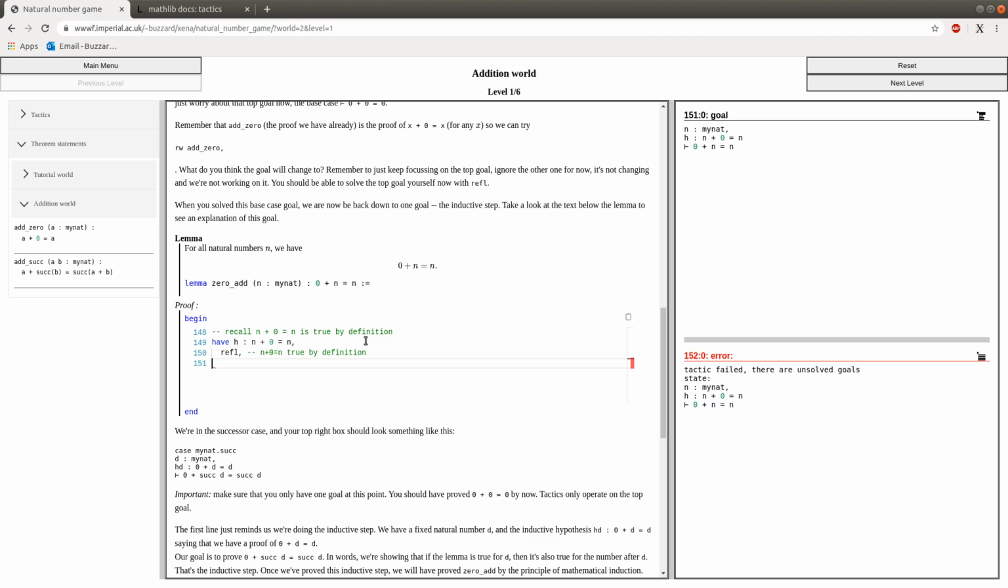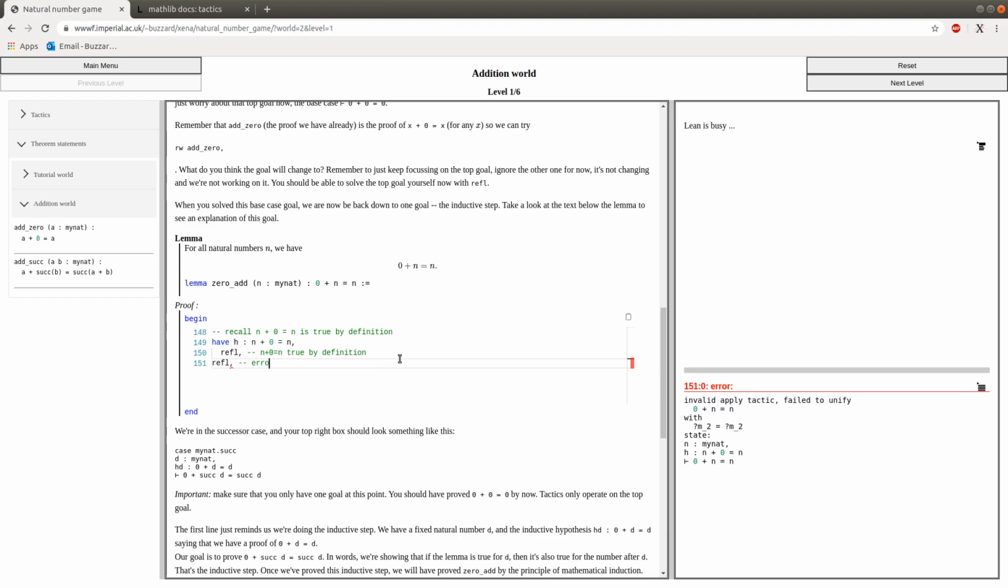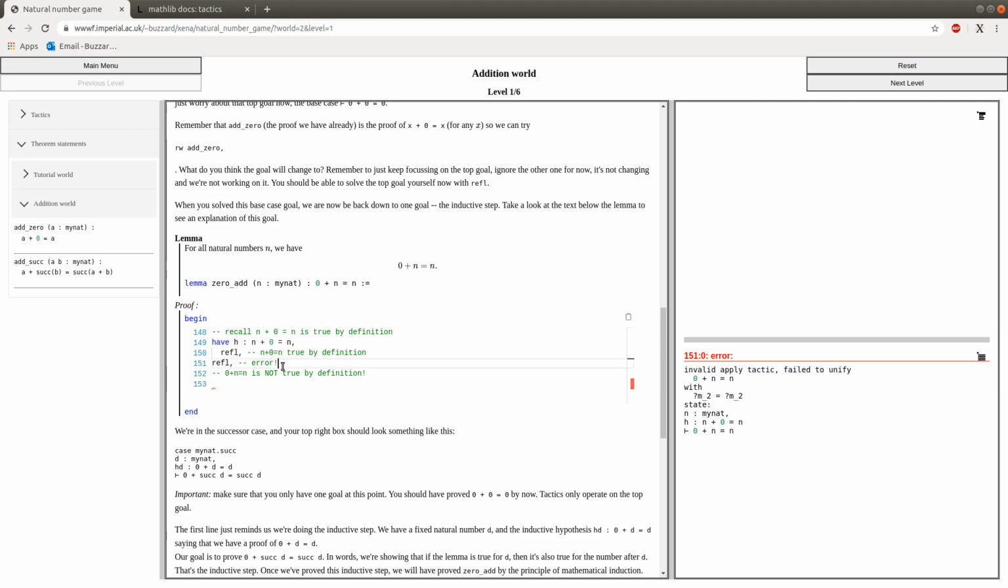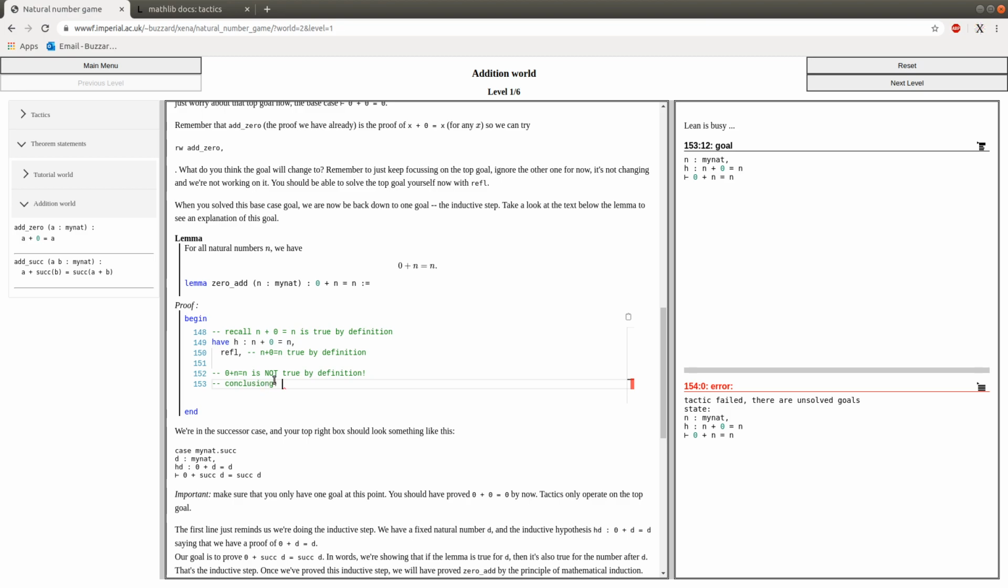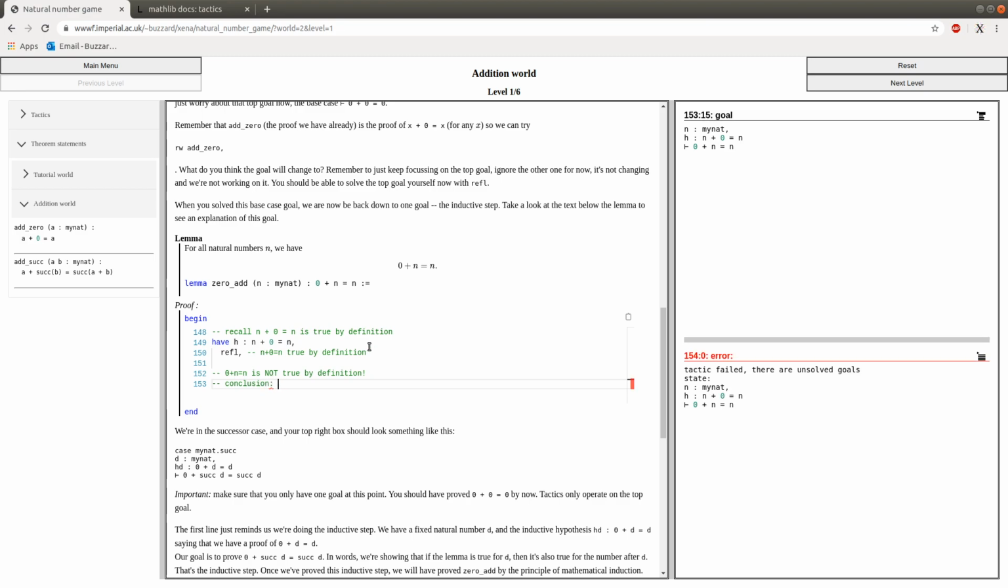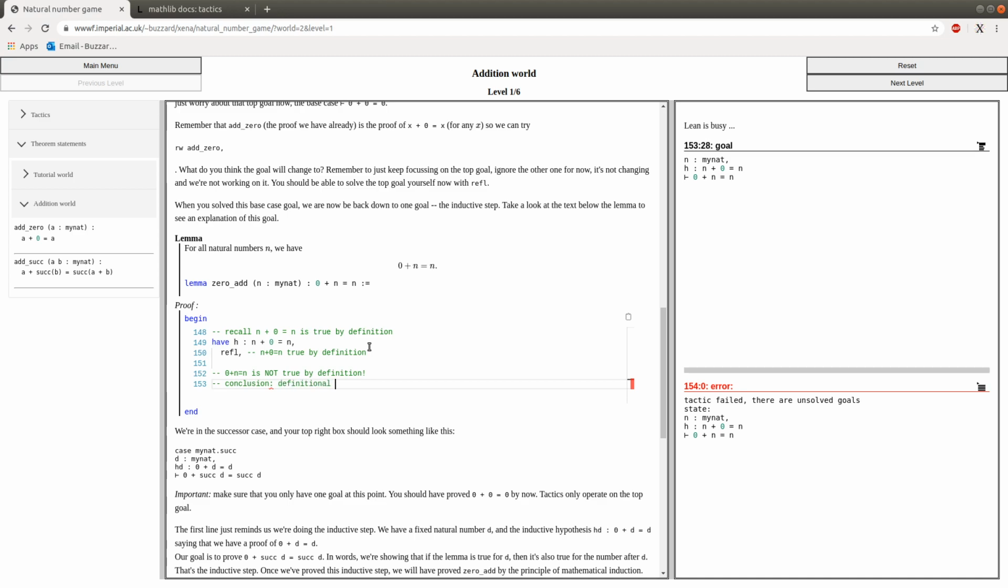But now what about this 0 plus n is n? Let's try REFL here. And now this fails, you see, invalid there. I have an error there. So 0 plus n is n is not true by definition. So what do we learn from this as a mathematician? Does REFL work on add 0? Yeah, add 0 is just true by definition. You can prove add 0 by REFL, absolutely. It's one of the secrets of the natural number game. But 0 plus n is not true by definition, and the conclusion is that what's true by definition is of no relevance. I mean, definitional equality is somehow not mathematical, right? Not a mathematical concept.